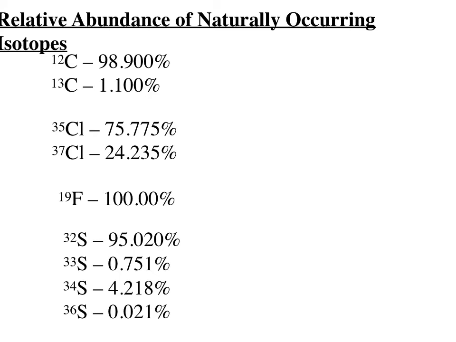We have then the 2 major isotopes of naturally occurring chlorine. Notice they are 2 nucleons apart.